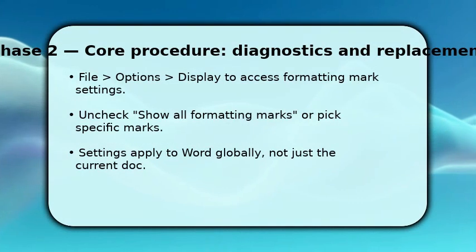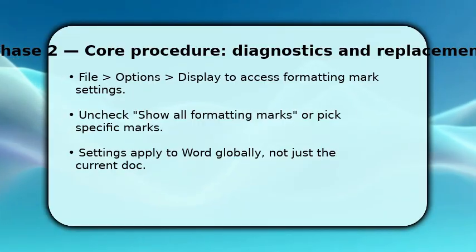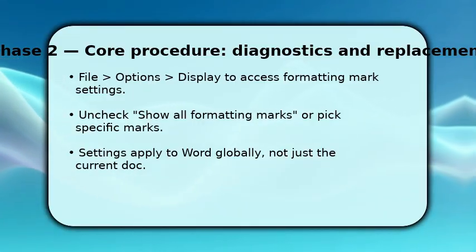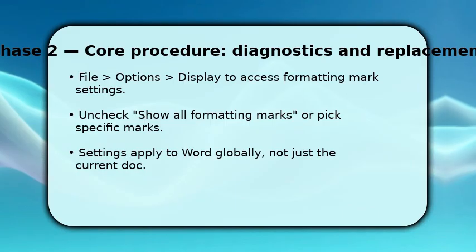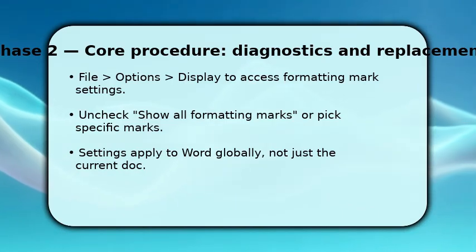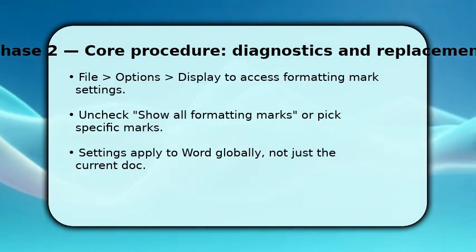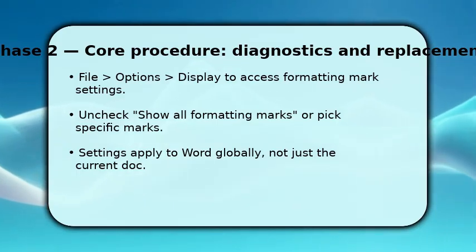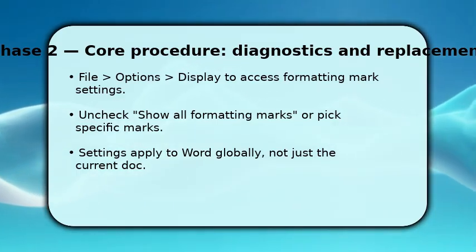If the toggle didn't stick, open File, choose Options, then Display to control marks more precisely. Uncheck Show all formatting marks, or uncheck only paragraph marks if you want other symbols visible. This is why the Home button is a quick toggle, but Options defines persistent behavior across documents.